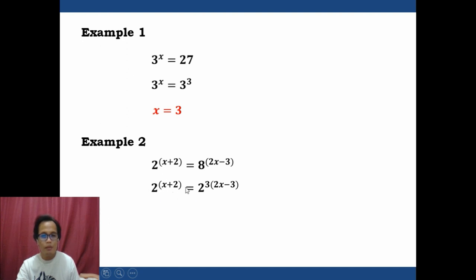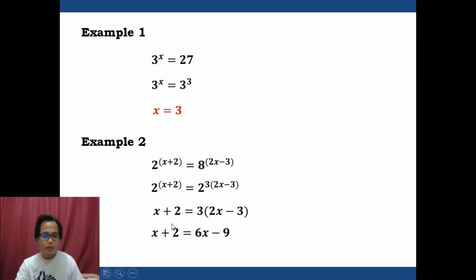So meaning, kining mga exponent nato, pwede ni nato i-equate. Equate na lang sa exponent, so wala na nato isulat ang base. So, copy x plus 2 equals 3 times 2x minus 3. So, karon, solve for x, distribute the 3 to the terms inside the parentheses, copy ang x plus 2. 3 times 2x, 6x, 3 times negative 3 is negative 9.